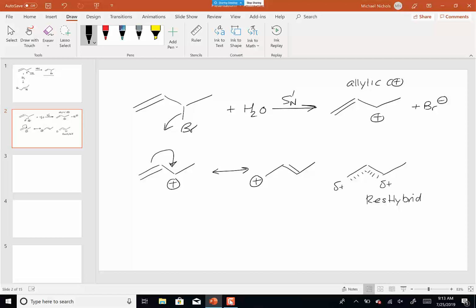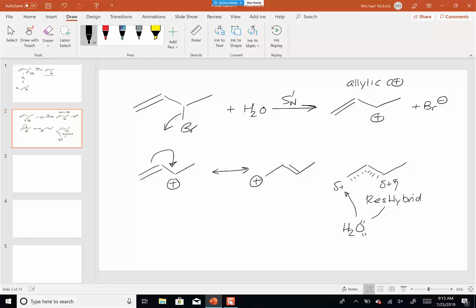The hybrid is the true structure. But here's the issue with the water coming in. If I said, well, my water's going to come in and it's going to either attack that carbon or it's going to come through and attack that carbon, then I've got to keep track of where the double bond goes. And so this is not the easiest way to do the reaction, although this is what happens. The water will attack the resonance hybrid.